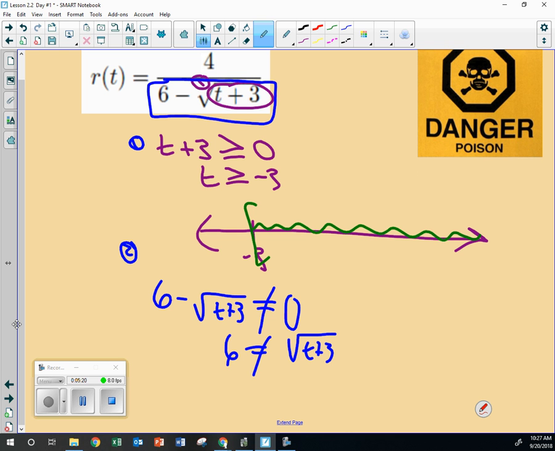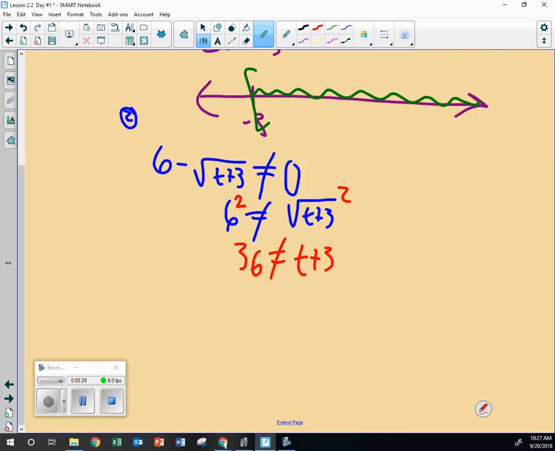How do we solve for t? Square both sides. Got it? So 36 can't be t plus 3. And then all we have to do is subtract 3. And you'll get t can't be 33. Probably wouldn't have guessed that, but there's your not 33.